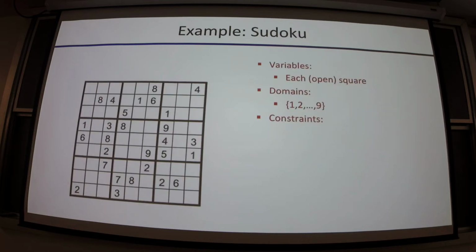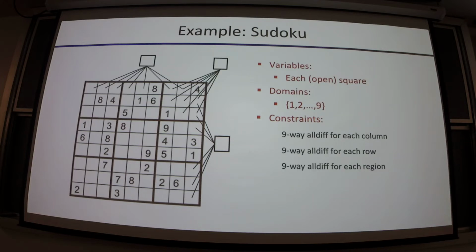Here's another example. Sudoku. Have we talked about Sudoku yet in this class? Just a little bit. Okay, so Sudoku is an example of a CSP, where the variables are going to be each open square. The domain is going to be the values 1 through 9 in this case, right? And then for the constraints, you're going to have some 9-way all-different constraint for each column, the same for each row, and for each subsquare, right? This is how Sudoku works. As I mentioned, you can take these all-different constraints and make them a big set of pairwise inequality constraints if you want to.